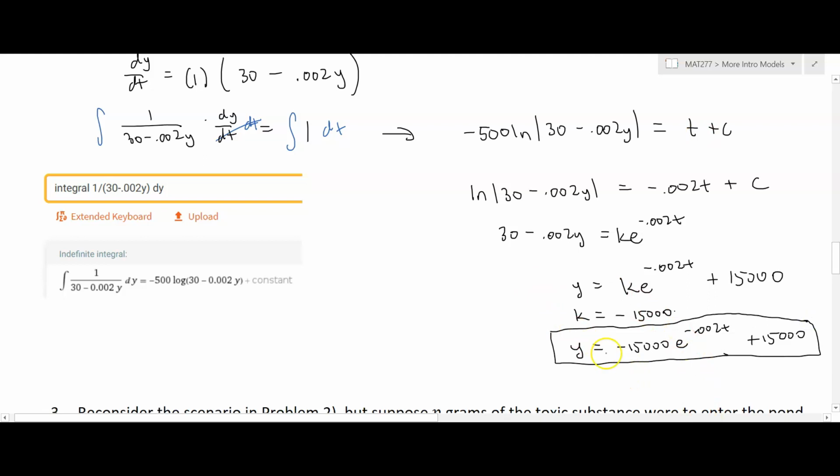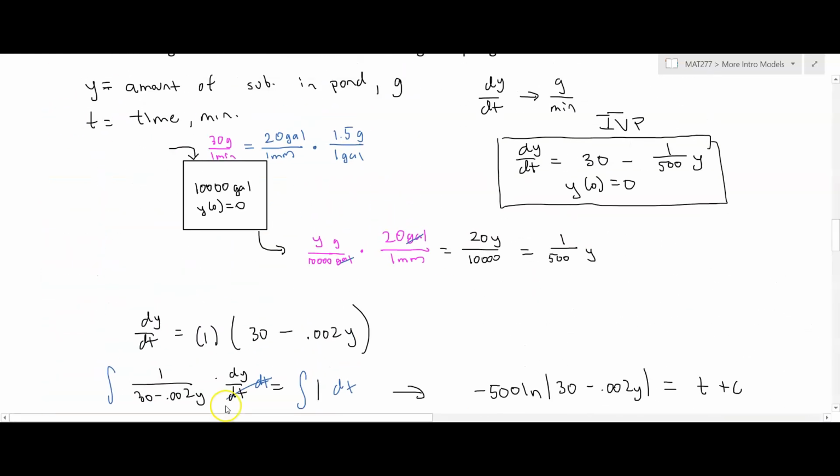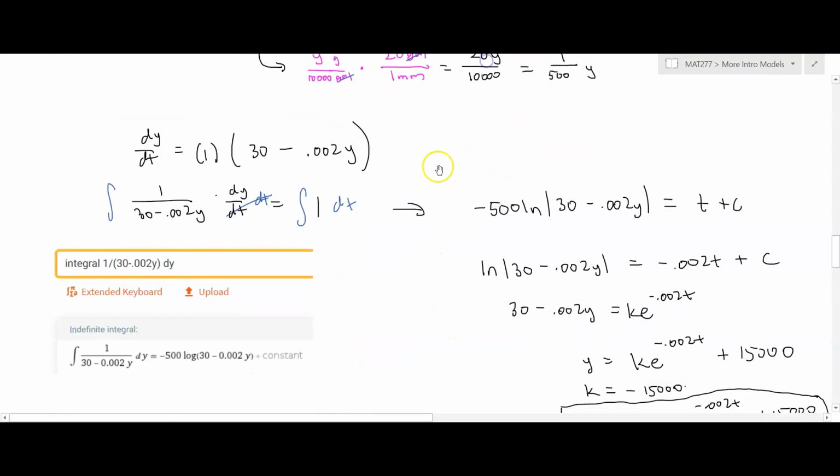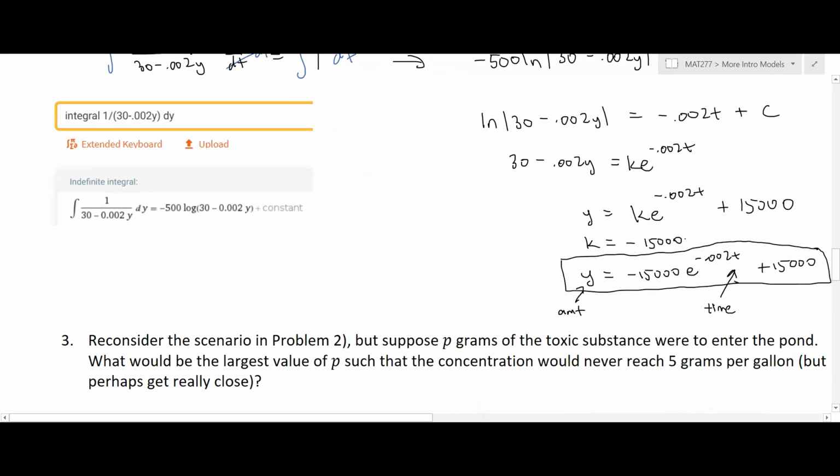Let's go ahead and graph this. Now remember, this gives me the amount. This is the amount as a function of minutes or time. And so if I want to know the concentration, remember I'm going to have to divide this by the amount of volume in that pond. Because I want to know not when does the amount of this toxic substance reach 5 grams, but when is the concentration of the substance 5 grams per gallon. So let's go ahead and analyze that.